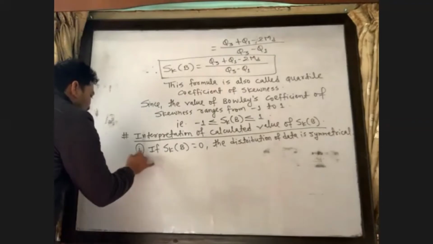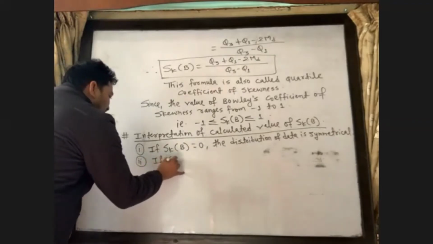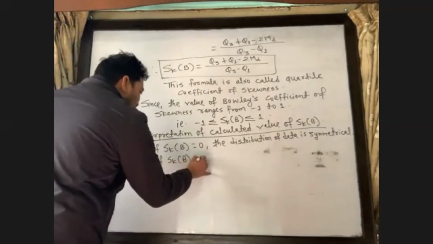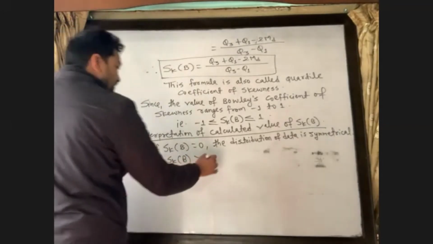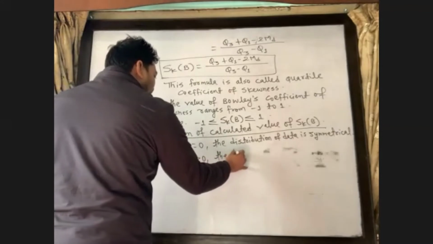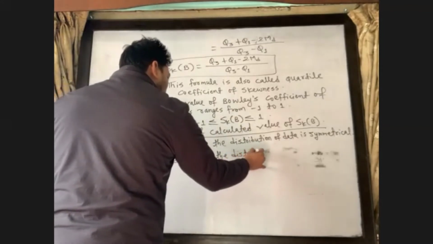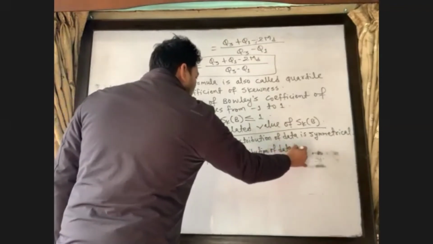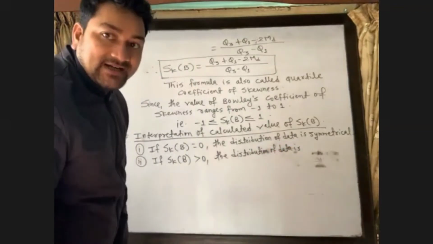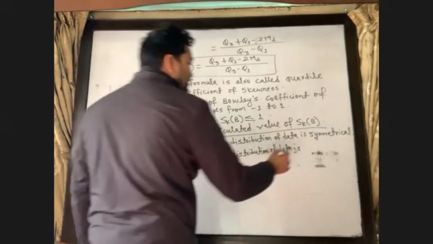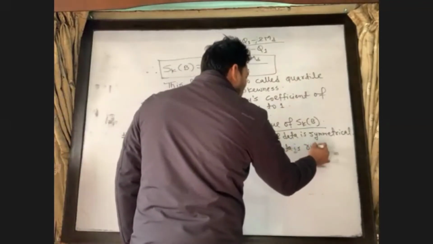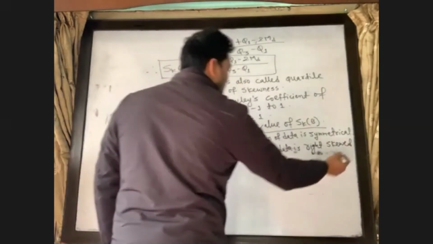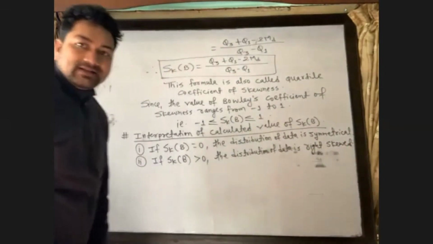त्यसैगरी सेकेन्ड नम्बरमा if SKB, Bowley's coefficient of skewness, is greater than 0 भयो भने the distribution of data is right skewed. Okay, is right skewed.